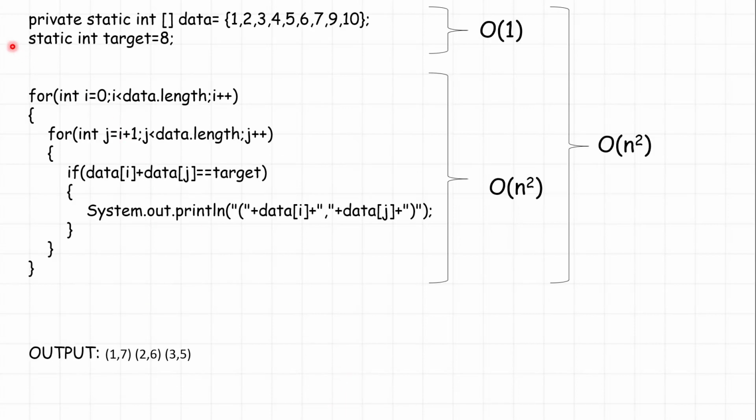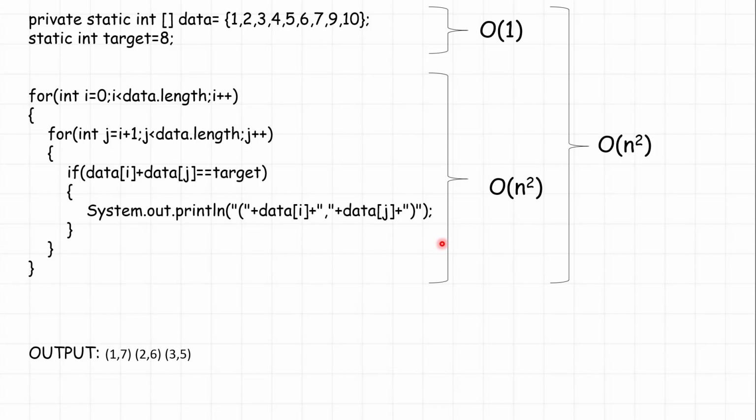Let's take a look at the code. First of all, we need to declare the array and the target number. Then we need two for loops, one for the first index and the second one for the second index. These two for loops allow us to see all possible couples of the array. If the sum is equal to the target, we have found a couple.